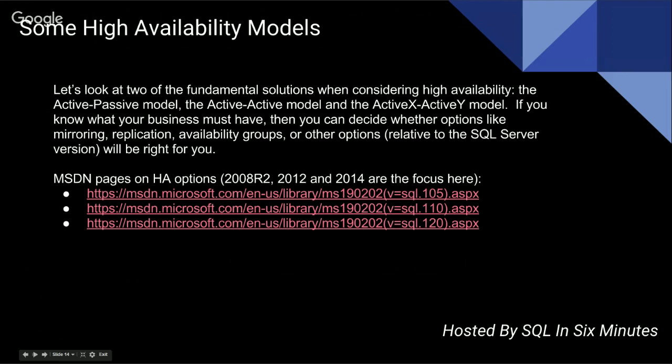So here are some high availability models that we're going to be looking at tonight briefly. We're going to be looking at the active-passive model overall, the active-active model, and then what I call the active X, active Y model. If you know what your business must have, then you can decide whether options like mirroring, replication, availability groups, or other options such as log shipping, etc., relative to the SQL Server version, of course, might be right for you.